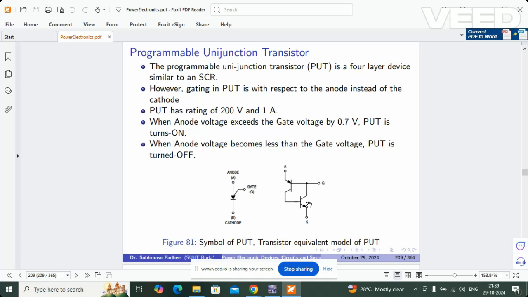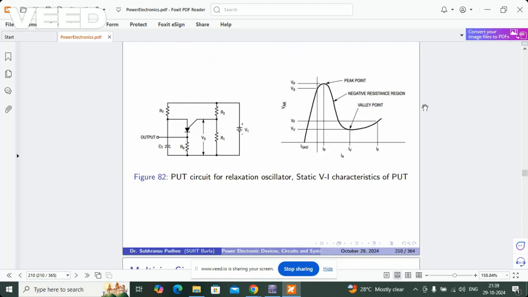Relaxation oscillator has a wide area of applications such as sweep generator, ramp generator, free-running sweep generator in CRO, and in power electronics it is also used for gate devices. Now we are going to see how this PUT is used as a relaxation oscillator and used in power electronic applications to trigger an SCR. Now, see, this is the VI characteristics of the PUT. It is more or less similar to the UJT. You have a peak point, you have a valley point, and here you have a negative resistance region. Negative resistance region is the same for UJT as well as the PUT.